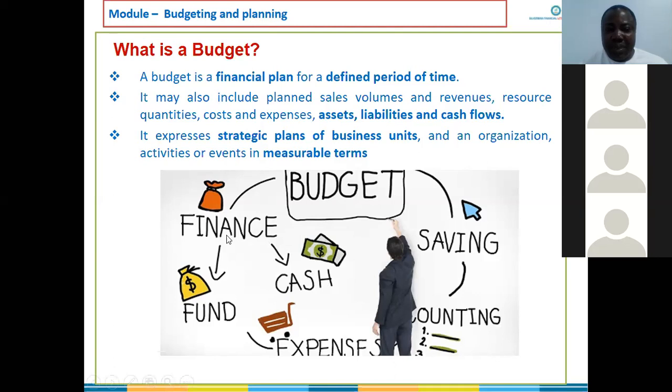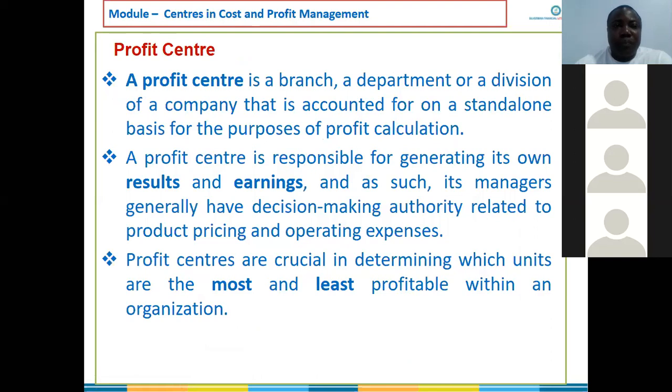So over here in the picture, we have the budget. So you are talking about your finance, where the fund will come from, where the cash, your expenses, your savings, and then coming to the accounting. So somebody is drawing about the plan over there. And then we will look at the details of the budgeting later. So, under the preparation of budgets, we have what we call the profit center.